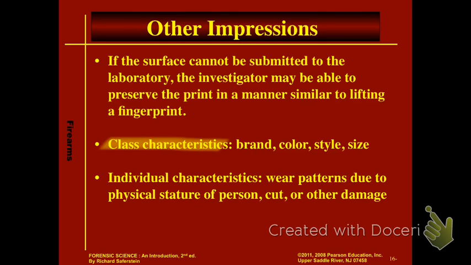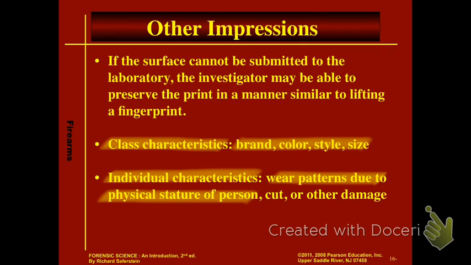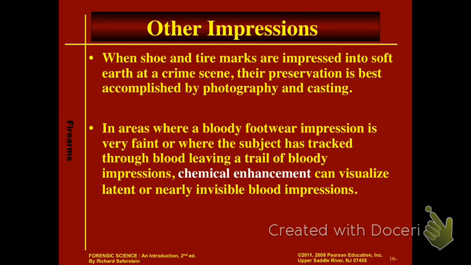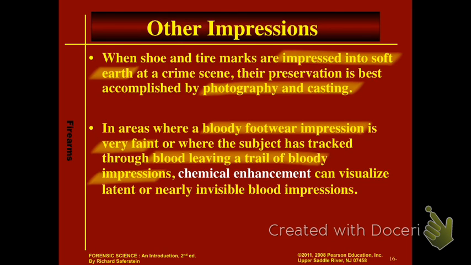If there are class characteristics we're looking for, for a shoe, it's brand, color, style, and size. Individualizing characteristics can include wear patterns due to the physical stature of the person, cuts, slices, or other damage. When shoe and tire marks are impressed into soft earth or mud at the crime scene, that's when we do photography and then casting of that mark. If there's bloody footwear impressions that are faint or tracked through blood leaving a trail of bloody impressions, chemical enhancement through luminol can visualize latent or nearly invisible blood impressions.